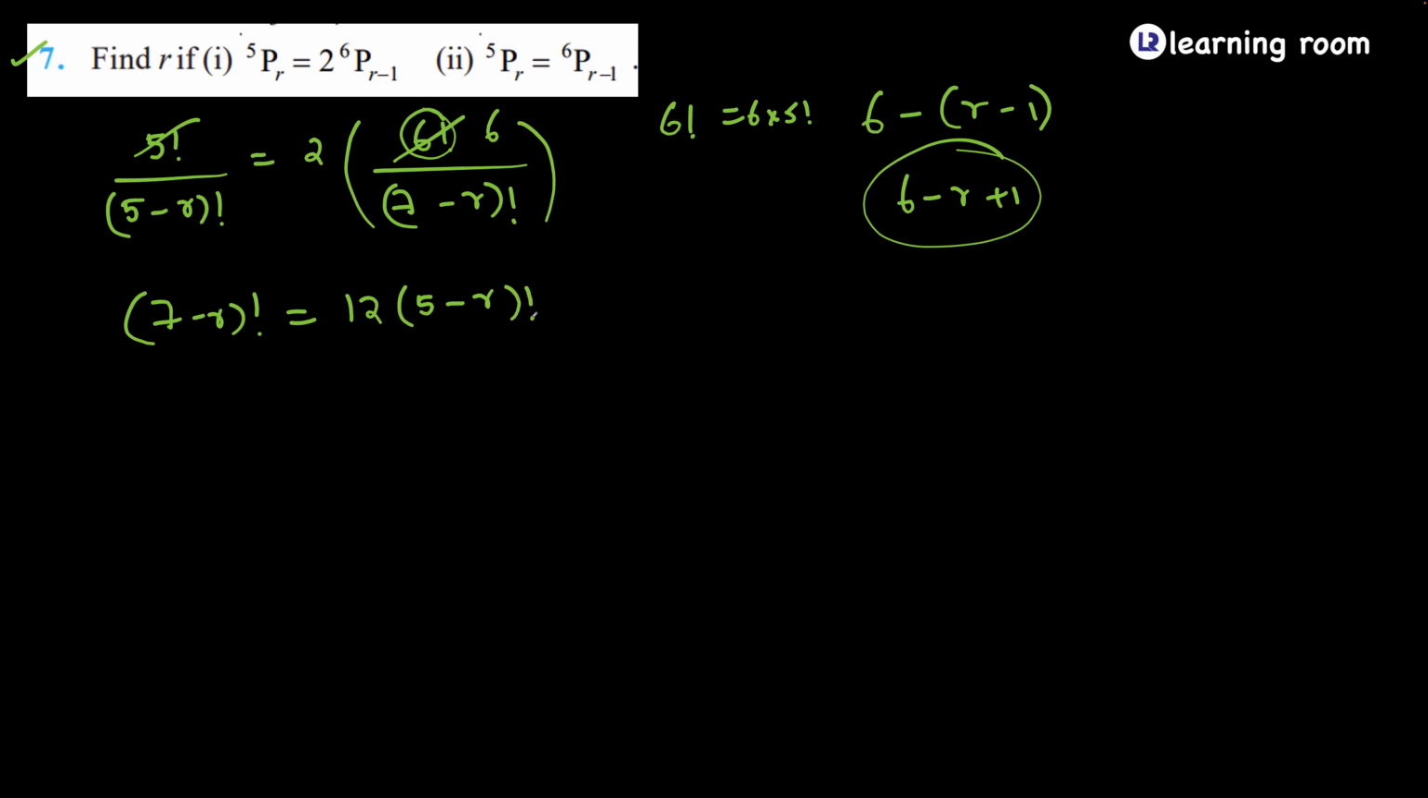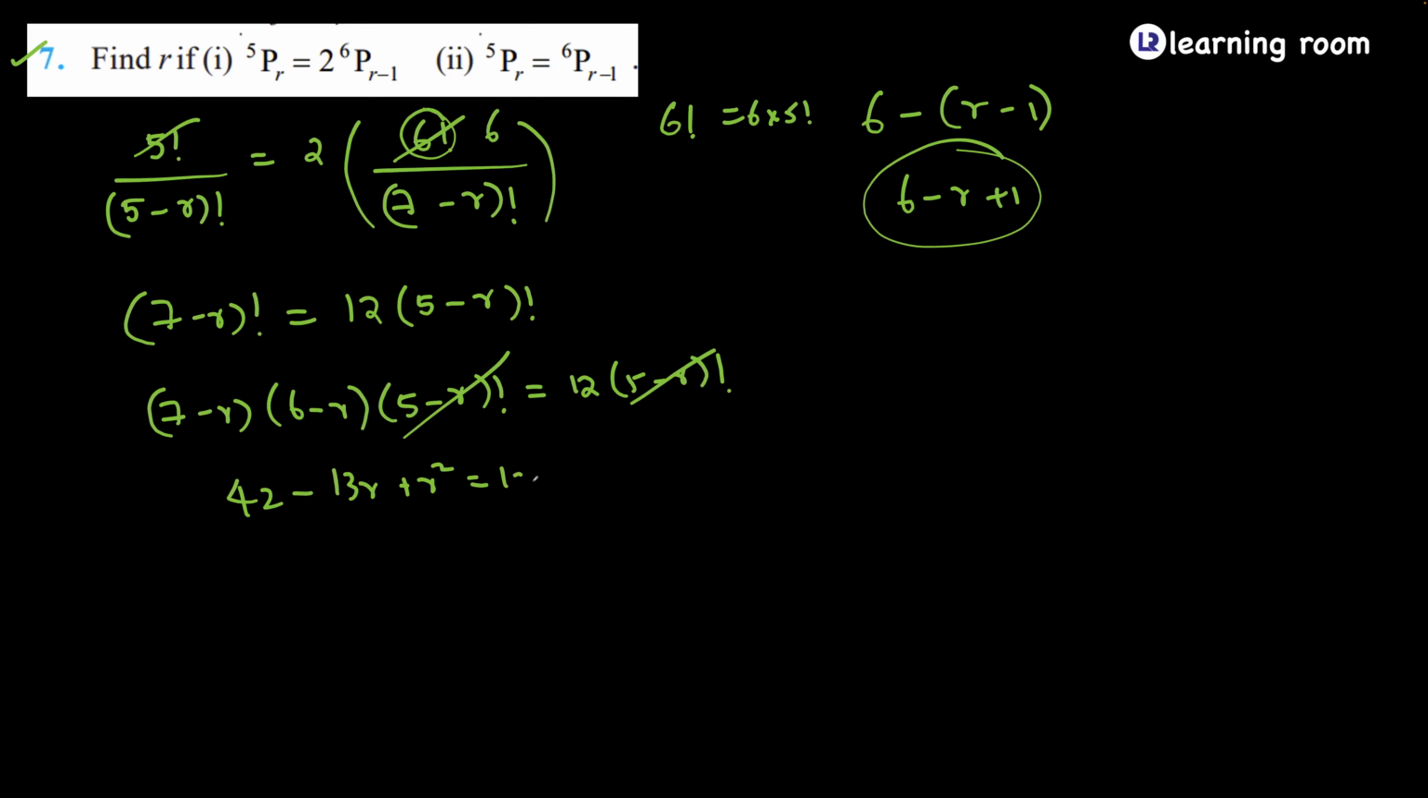Out of 7 minus r factorial and 5 minus r factorial, which one is greater? It is 7 minus r, right? So you can write it as (7 minus r) into (6 minus r) into (5 minus r) factorial is equal to 12 into (5 minus r) factorial. This and this will get cancelled. So it is going to be 42 minus 13r plus r square is equal to 12. So r square minus 13r plus 30 is 0.